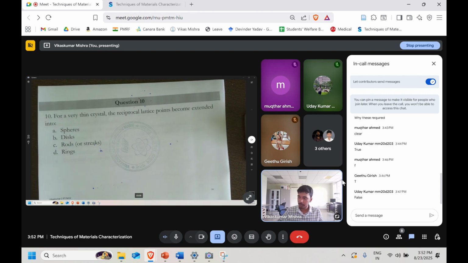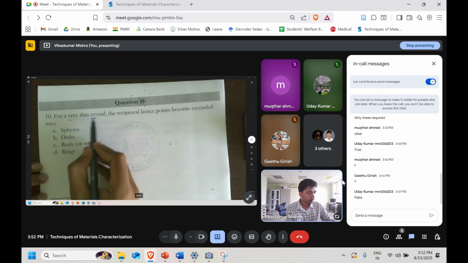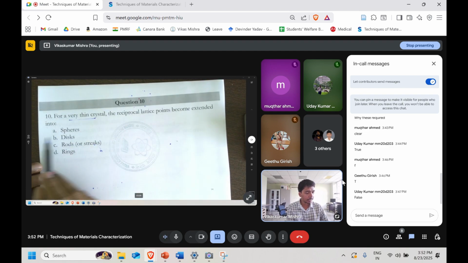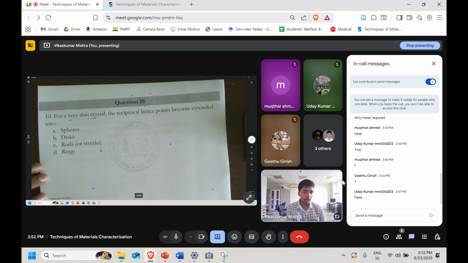Now let's try to solve a few questions. For a very thin crystal, if the crystal is very thin, the reciprocal lattice becomes extended into, how will it be extended?